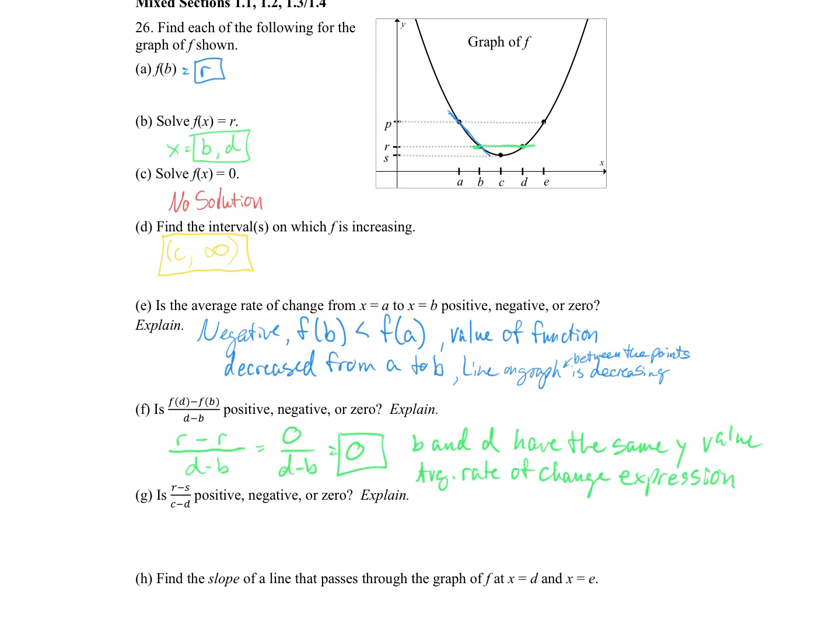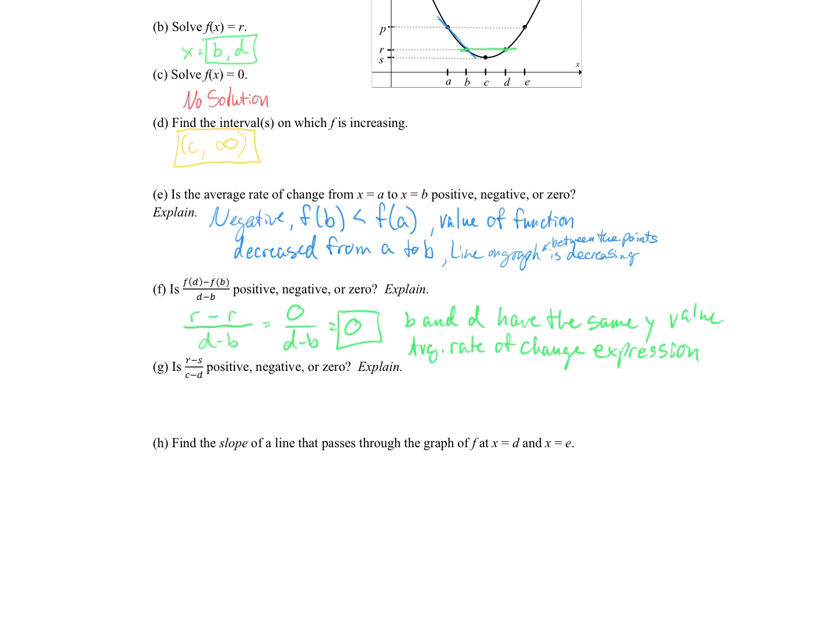All right. So moving on to part G, I'm going to switch over to red. We haven't been red in a while. If we look up at the graph, we can still see it a little bit at the top of our screen. We have r minus s over c minus d, and we're determining whether it's positive, negative, or 0 again. And that is also kind of an average rate of change formula, right?